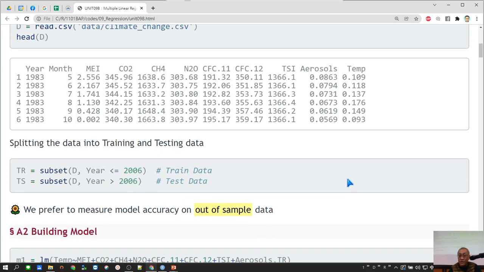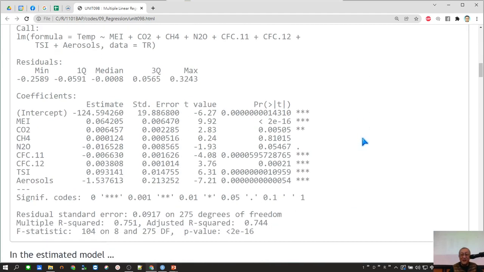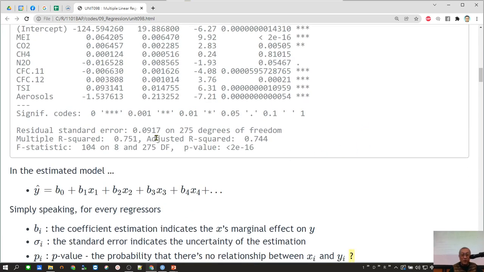I'm not sure whether this is... I don't understand why the temperature is like 0.1 something. Maybe this is close to the polar area, so the temperature is very low. But whatever, the standard error is quite small. And there's another accuracy measurement called R squared that I will explain later.